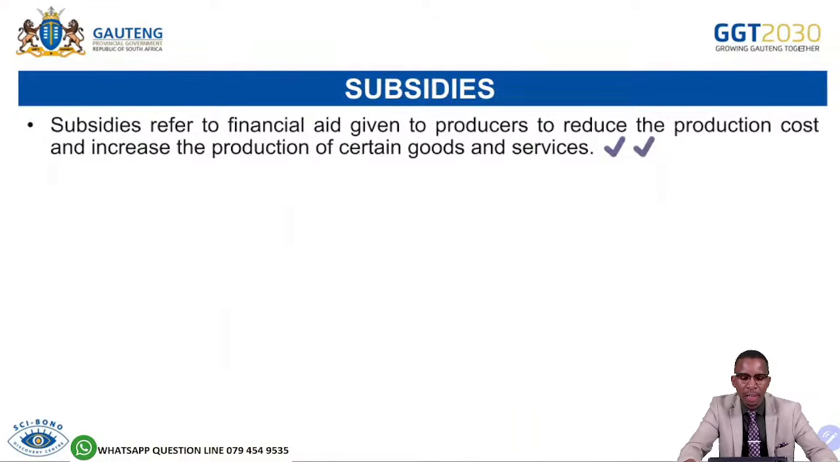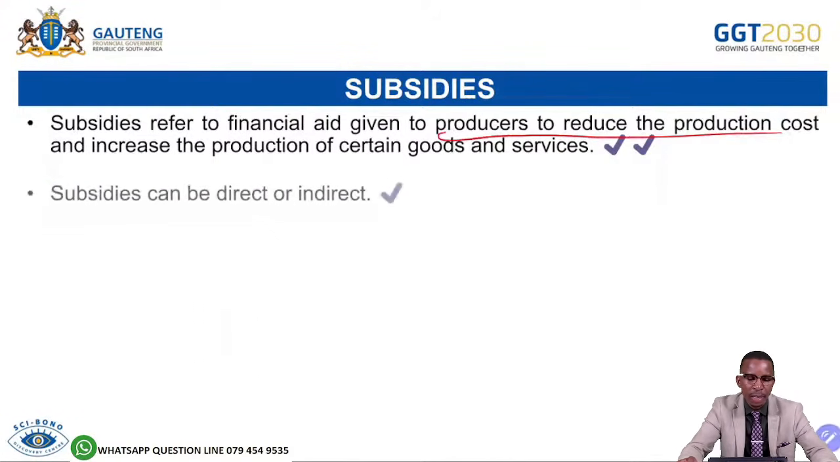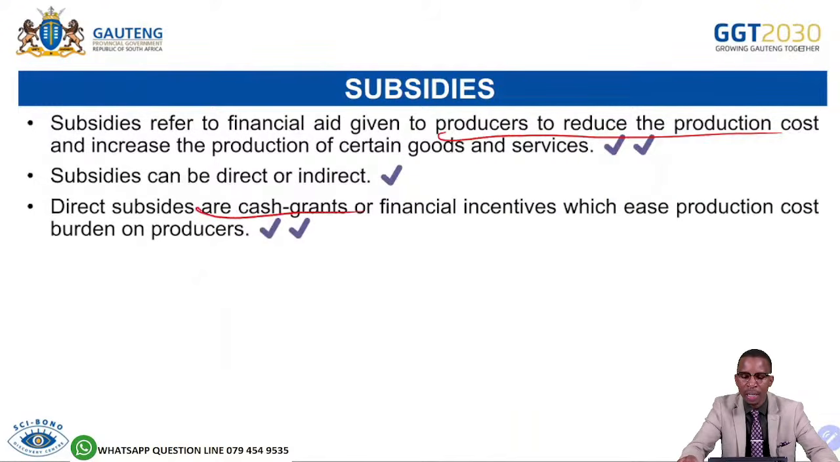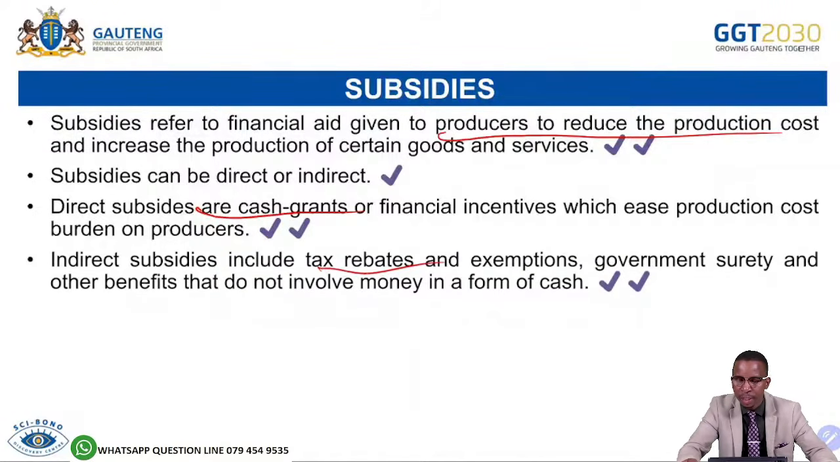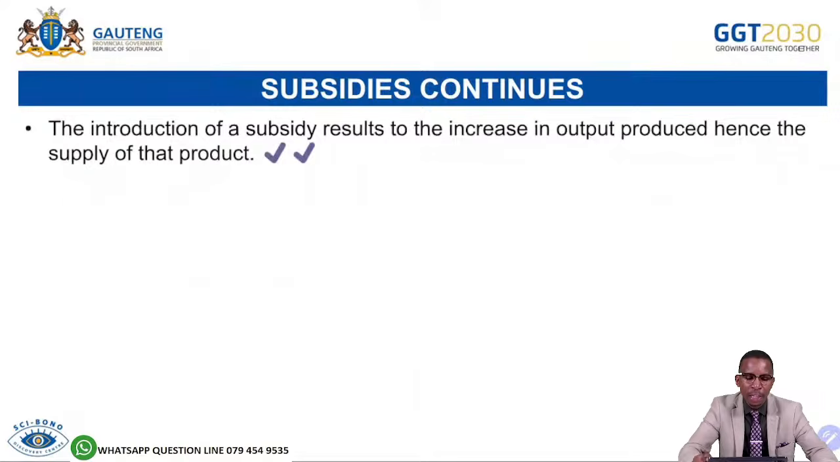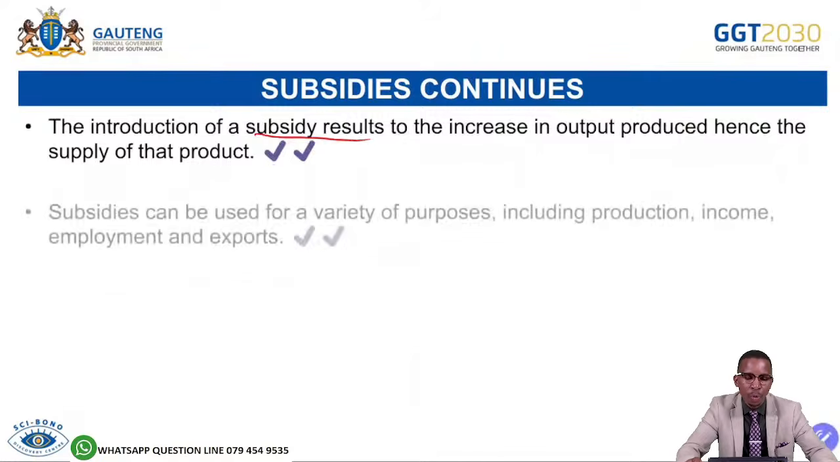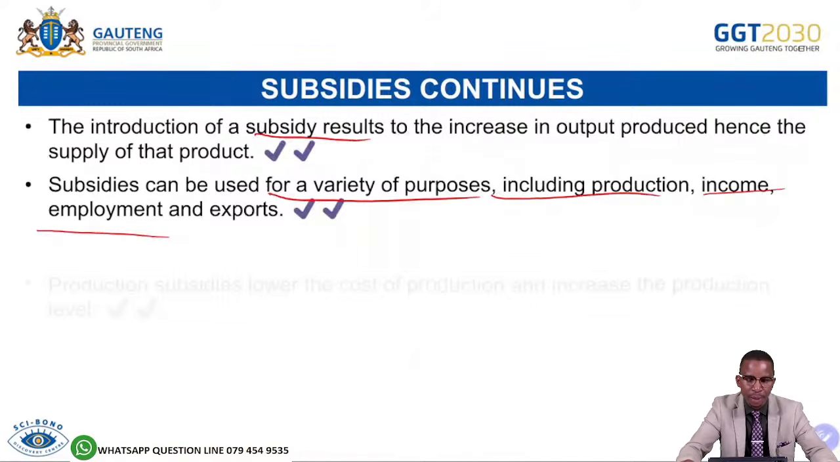Subsidies refer to the financial aid given to producers to reduce cost of production and increase the production of certain goods. Then subsidies can be direct or indirect. Direct subsidies refer to cash or grants given by the government. And then indirect subsidies include tax rebates or exemptions, government surety, and other benefits that can result in businesses producing more at the lower cost. The introduction of subsidy results in the increase in output produced, hence the supply of goods will also be increasing. Subsidies can be used for a variety of purposes, including production, income, employment, and export.